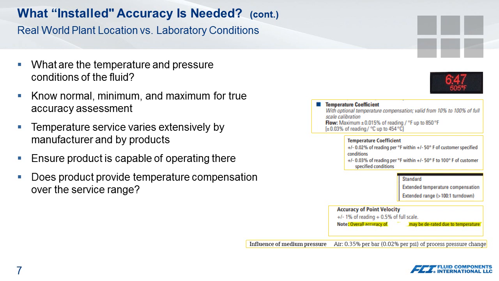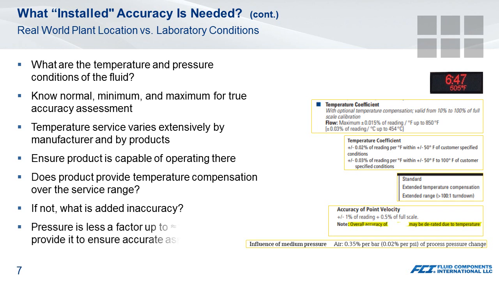And less of a factor is pressure. Up to 100 psi, not really much of a factor or influence on the accuracy of a thermal flow meter. Above that can have an effect, so I would always specify in your instrument specification for a thermal flow meter not only the normal pressure conditions, but the minimum and maximums the instrument will experience, and let the manufacturer tell you if there's an impact on the accuracy.